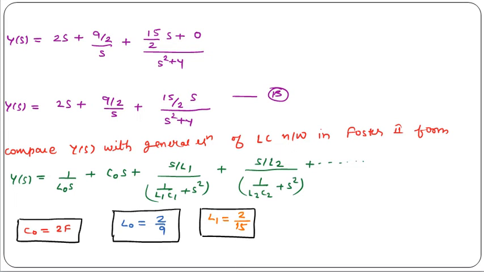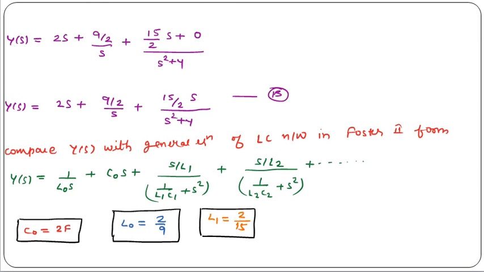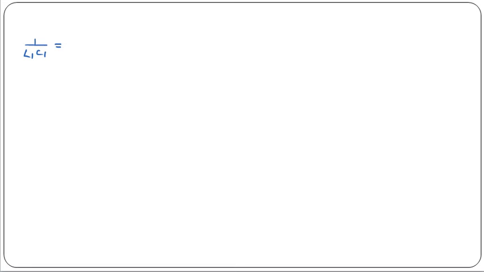Now if we see the denominator, we are getting s square plus 4, and it means 1 by L1 into C1, so let me write in the next slide. So we are getting 1 by L1 into C1 equal to 4, and L1 value is 2 by 15. So from here we can obtain the value of C1, which is 1 by 4 into L1, so this is 1 by 4, and L1 value is 2 by 15, so this will be equal to 15 by 8. Okay, so C1 value we have obtained as 15 by 8.